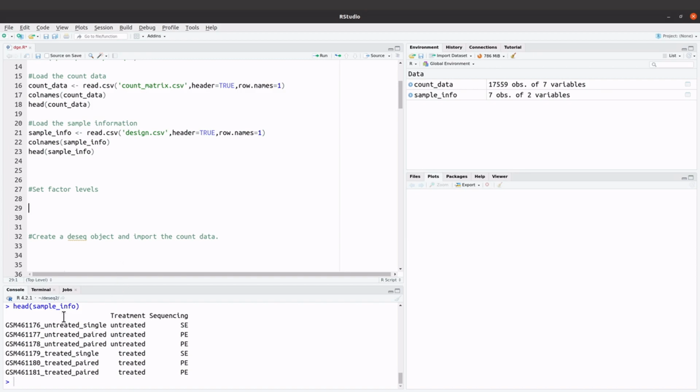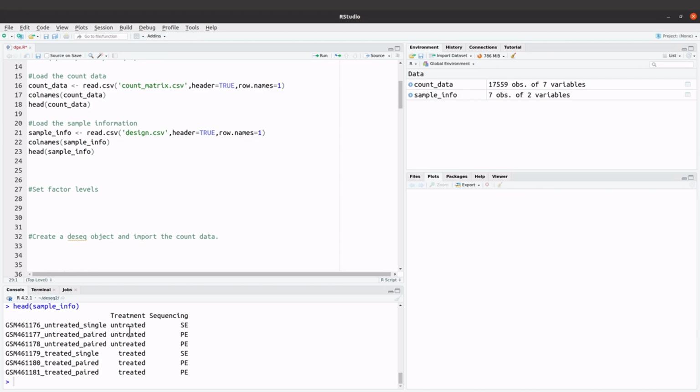So if you look at what we have here, the sample information, we have treatment. So for the treatment, if you check these samples, each of these samples will belong to either untreated or treated. And when we talk about the sequencing, each of these samples will either be single end or paired end. So these are conditions or groups, depending on how you want to define them.